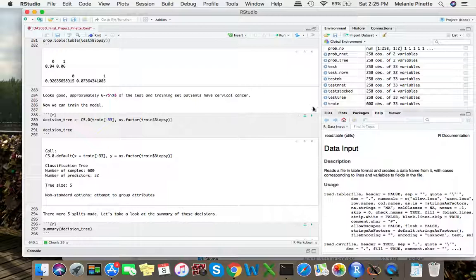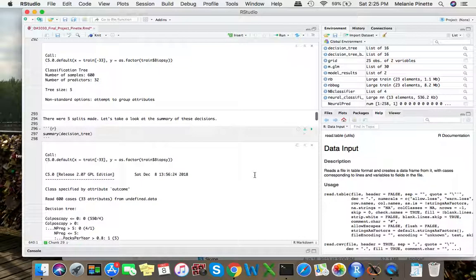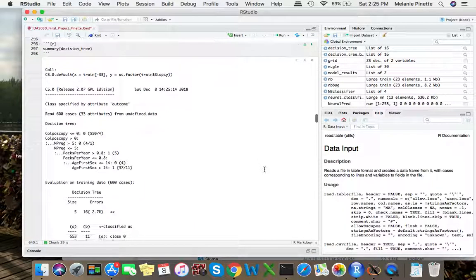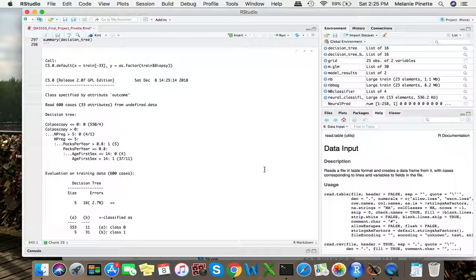All right, and we'll train our decision tree model predicting whether or not you have a positive biopsy result. And let's look at the summary. Okay, so it looks like the first split was on colposcopy. Patients with a negative result were classified as not having cancer. For those with a positive result, there was another split on the number of pregnancies. And then patients with greater than 5 pregnancies were classified as not having cancer. For patients with less than or equal to 5 pregnancies, there were 2 more splits on smokes packs per year and age of first sexual intercourse.